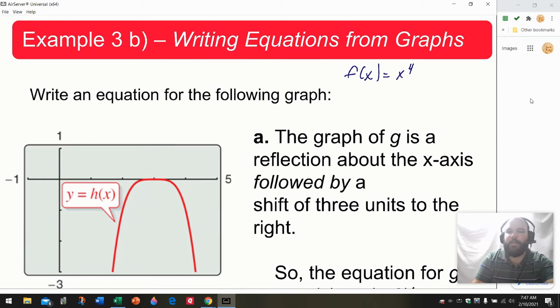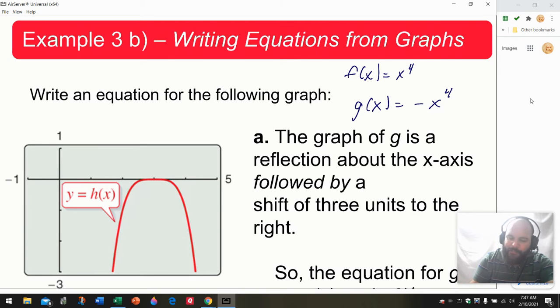So two things are happening. You can see once again, this went from opening up to opening down, so it's the same as the last one. There is going to be a negative, and that negative will be outside. So it'll be negative and then x to the fourth. Remember, I'm saying outside because the negative is not being affected by the fourth power. Only the x is being taken to the fourth power.